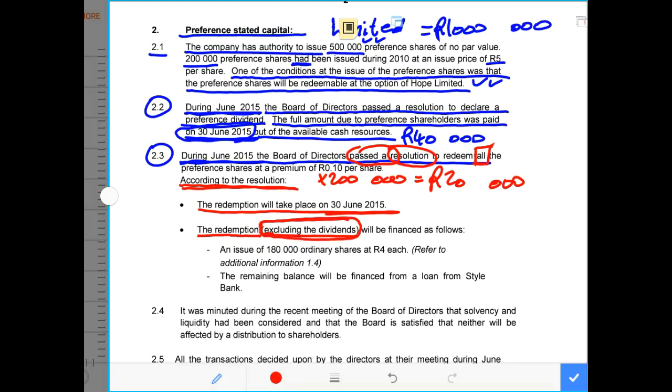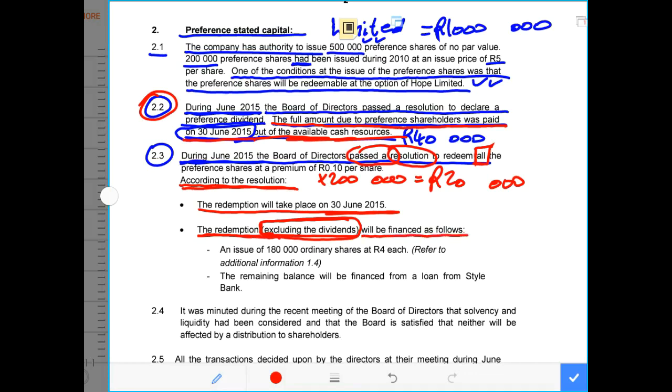Why must we not include preference dividends? It's because they told us that the full amount due to the preference shareholder was paid on the 30th of June out of the available cash resources. It means there is money available. So now the preference dividends that were declared under 2.2, there was money available, we paid that, and it was completely done. That means now we don't need to take into account the preference dividends in this case. Hence they say the redemption excluding the preference dividends will be financed as follows.